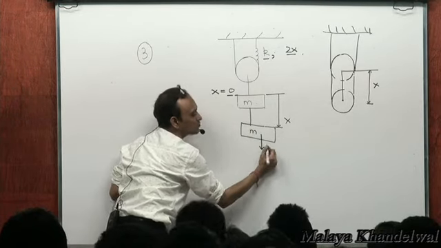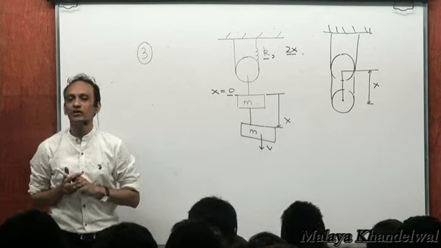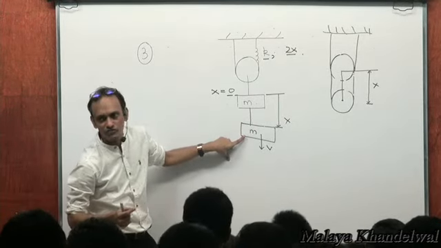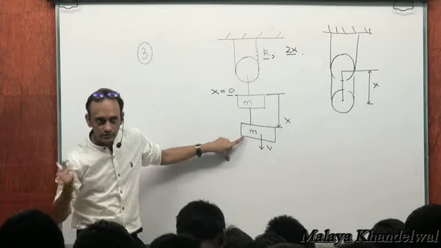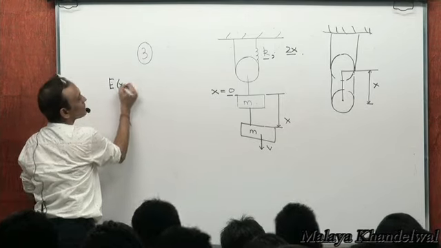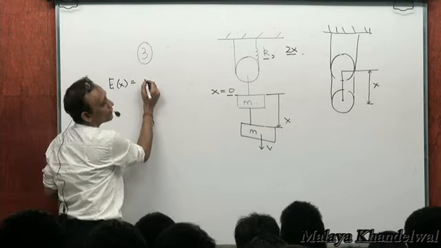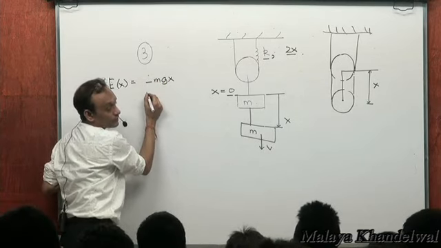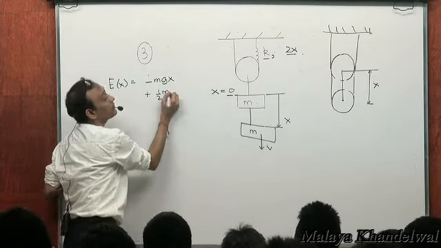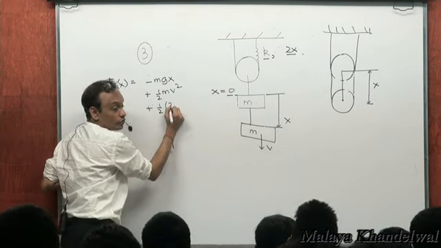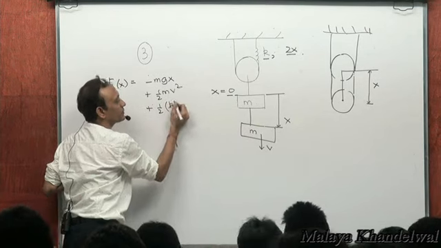By the time the mass has moved down by an amount x, let's say the velocity is v. Let me write the expression for the total energy at x. The total energy at x is going to be minus mgx, gravitational potential energy, plus half mv squared, plus half k into (2x) whole squared.